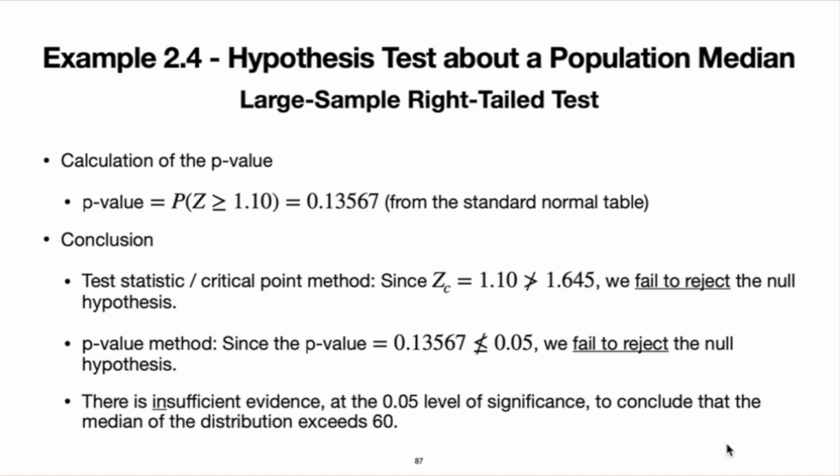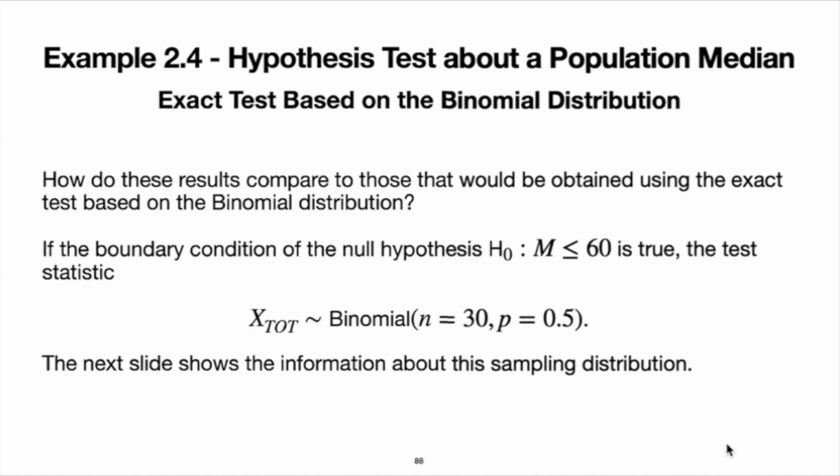So again, this is what we call a large sample approximation to the exact test using the binomial distribution. We're using an approximation to the sampling distribution, and that approximate distribution is the standard normal distribution. Now, a sample of size 30 is not necessarily huge, especially when we're talking about approximating the binomial distribution. So it's questionable as to how accurate this test is, and so we might want to consider this.